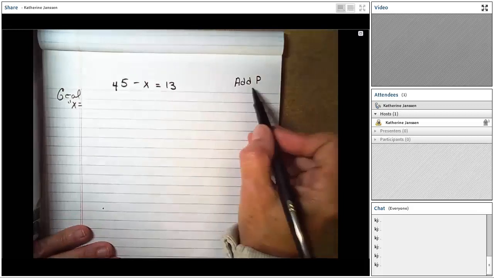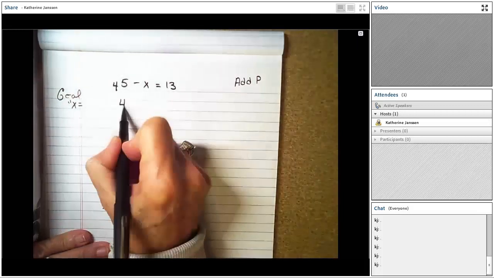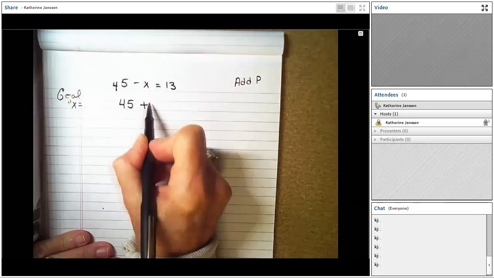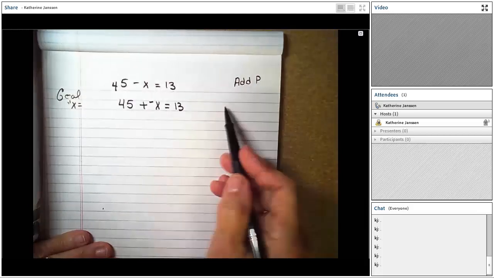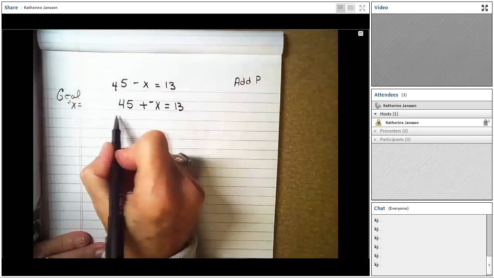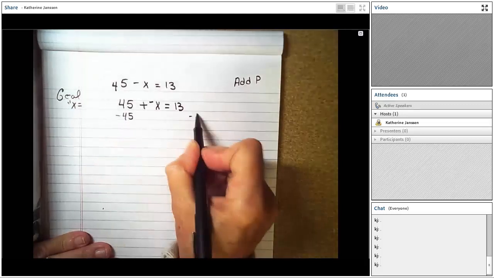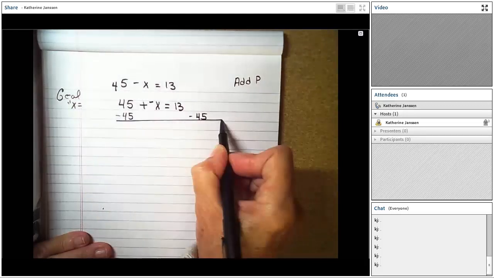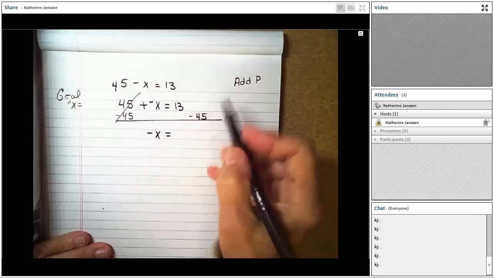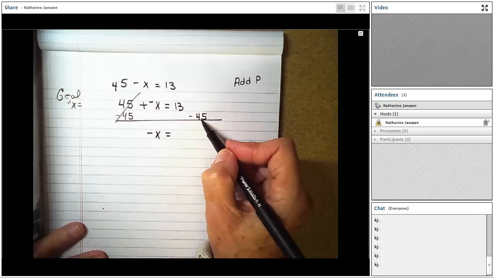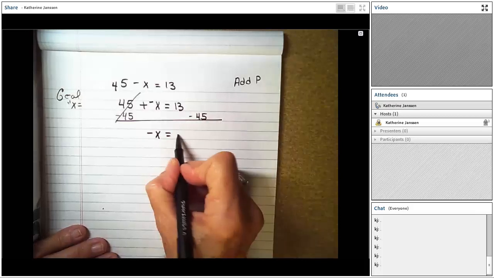So I'm going to rewrite this so I know the sign of my terms. I'm going to get this 45 over on the other side of the equation, so I'll add a negative 45 to both sides. Adding opposites go to 0, and I end up with the opposite of x equals negative 45 plus 13 will be a negative 32.